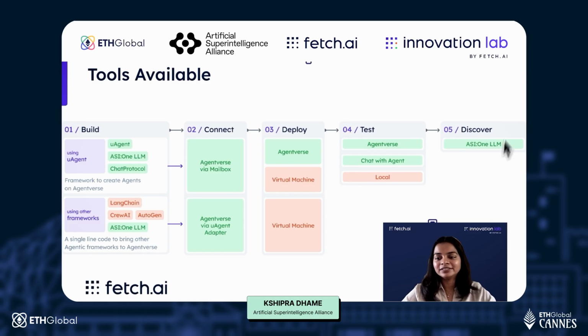Next, to discover the agent. This is the interesting bit here, where with ASI1 LLM, let's say you type in a query and your agent is good enough to get the task done. For example, let's say I have a cryptocurrency agent and on ASI1 I say, please help me convert 50 BTC to USD. Then ASI1 can actually go to Agentverse and look for the agent that I just built and give us a response back.